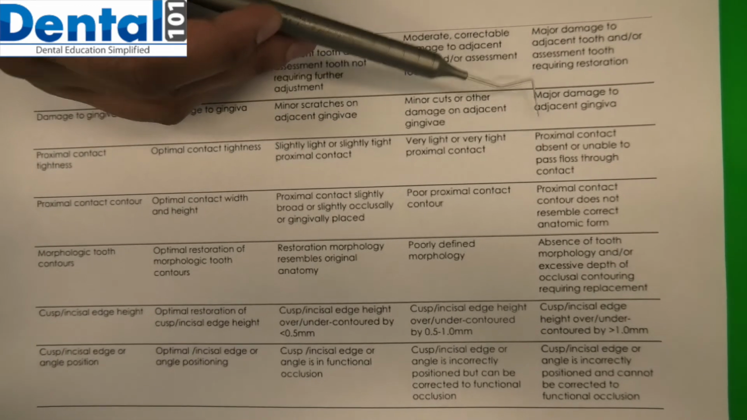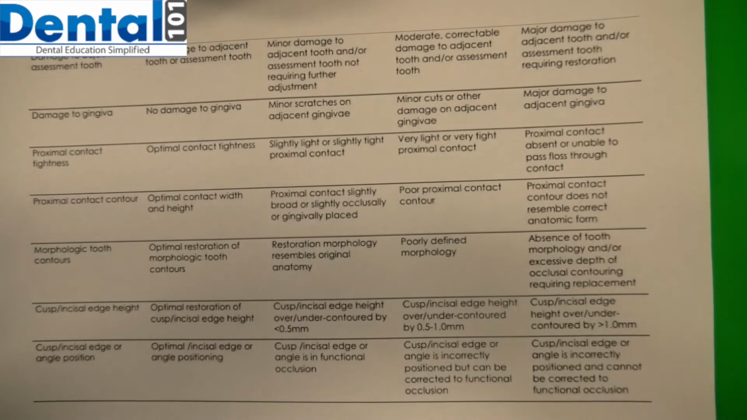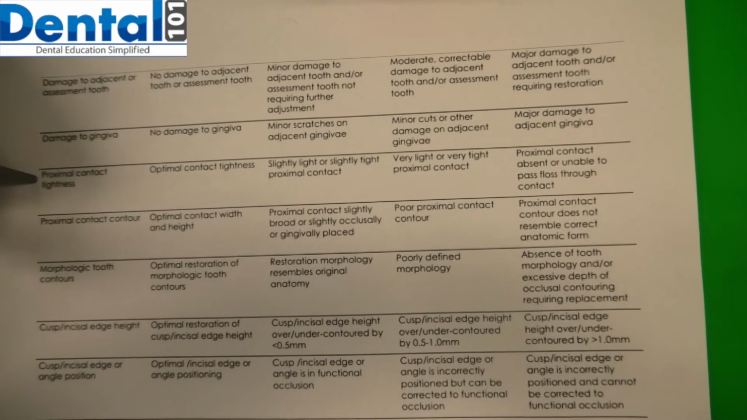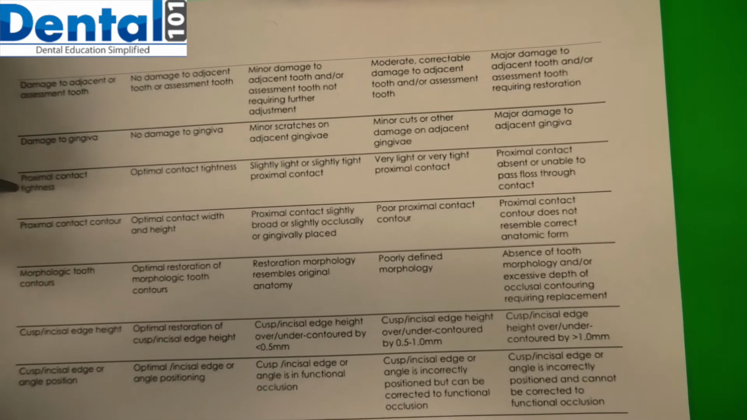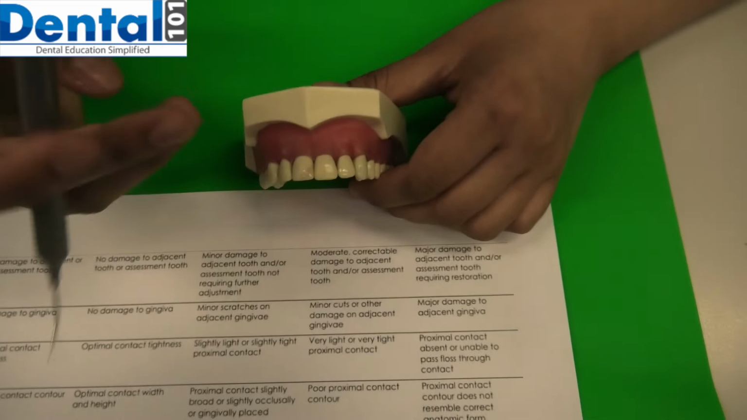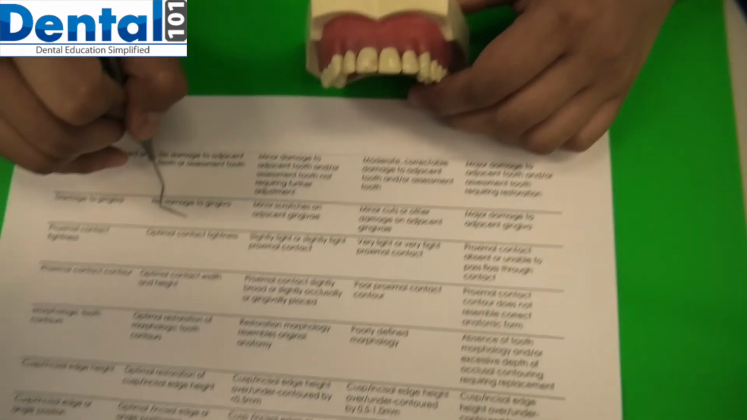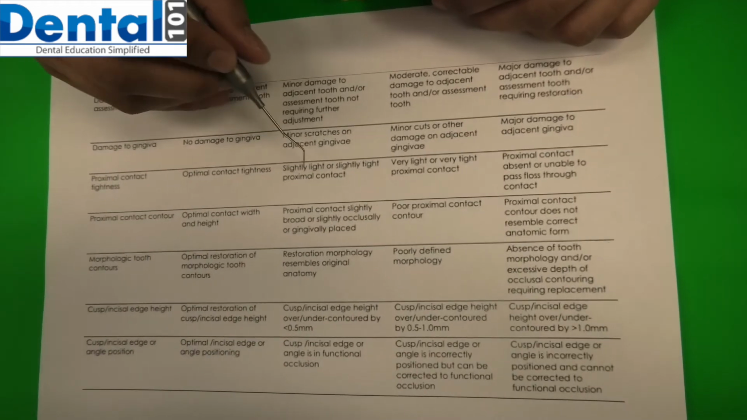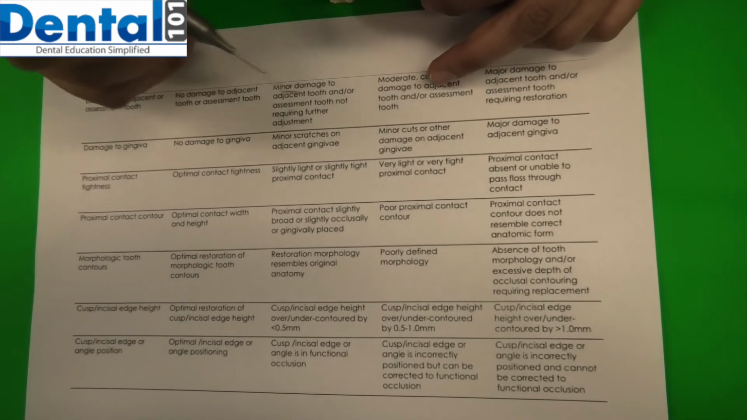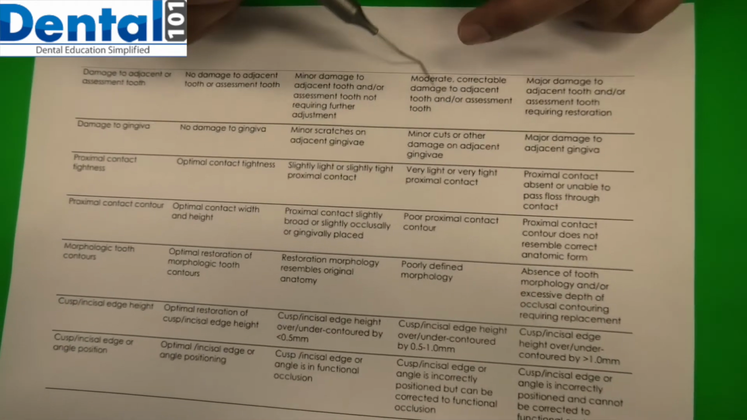But if there is any major damage to the adjacent gum, then it will come under unsatisfactory. Then we move to the next point, which is proximal contact tightness. So for that, we'll check our contact area. If there is optimal contact tightness, it will be very good. If there is slightly light or slightly tight proximal contact, it is satisfactory. If there's very light or very tight contact, it means borderline.